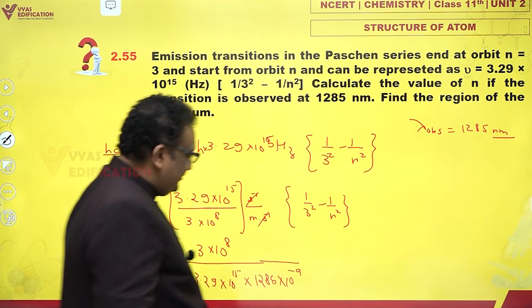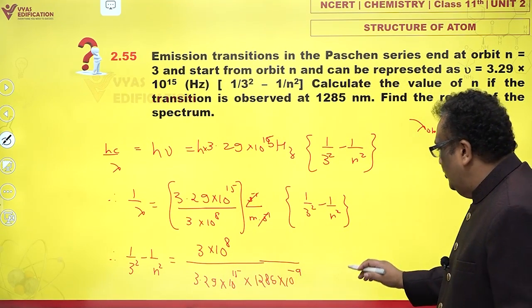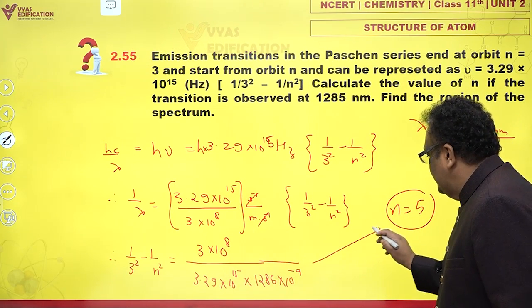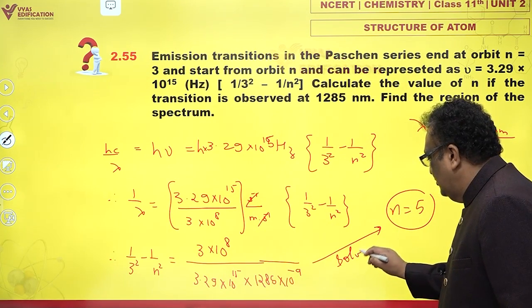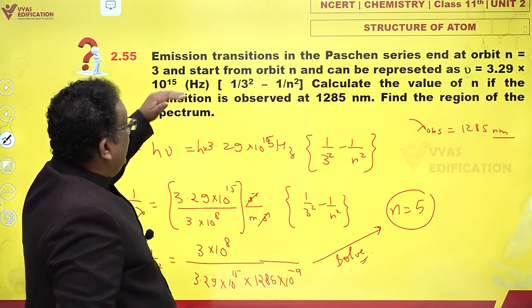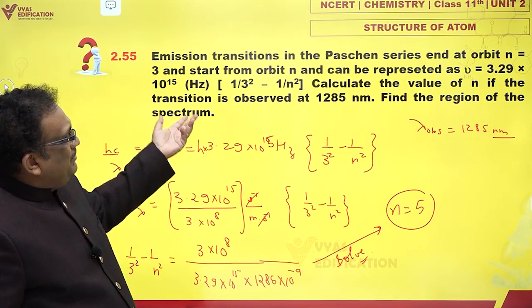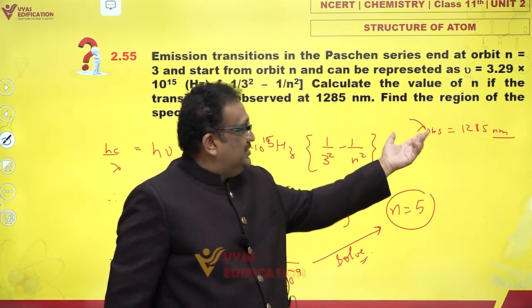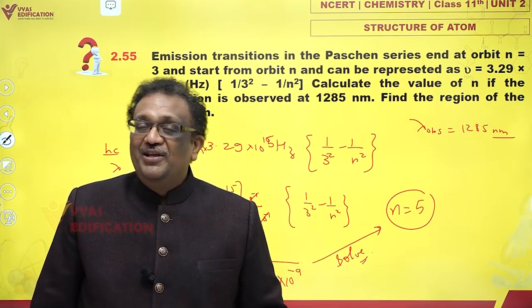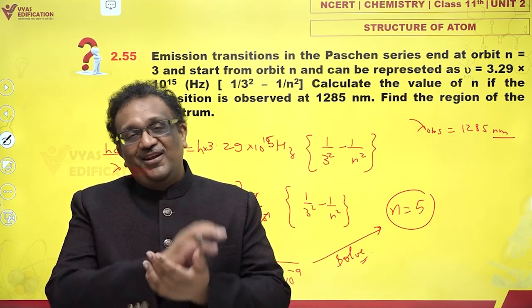On solving, you can actually do it by hit and trial also, and you would see that n comes out to be 5. Solve this and get the value of n. That means the transition is from 5 to 3. Obviously, Paschen series is involved. They're saying find the region of the spectrum. It is the infrared region of the spectrum. N is 5 and it is infrared.